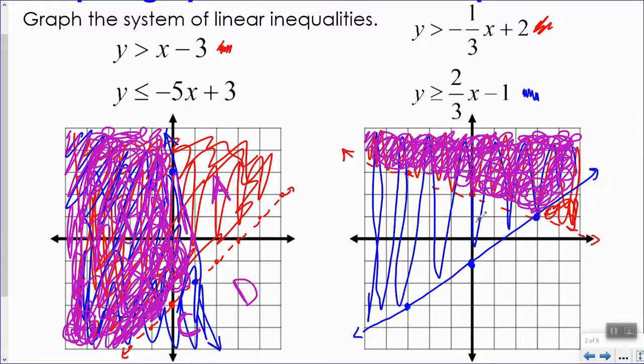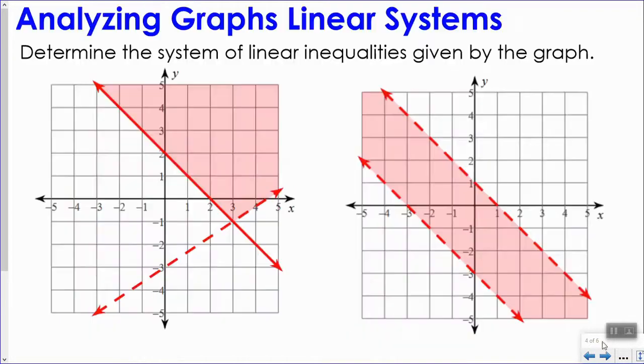And then for our second line, we have y is greater than or equal to 2/3 x minus 1. So we rise 2, run 3, have a y-intercept of -1, solid line. And again, not in purple, we're going to shade above. We look for the overlap, which is all our stuff in purple up here, bounded by those 2 lines.